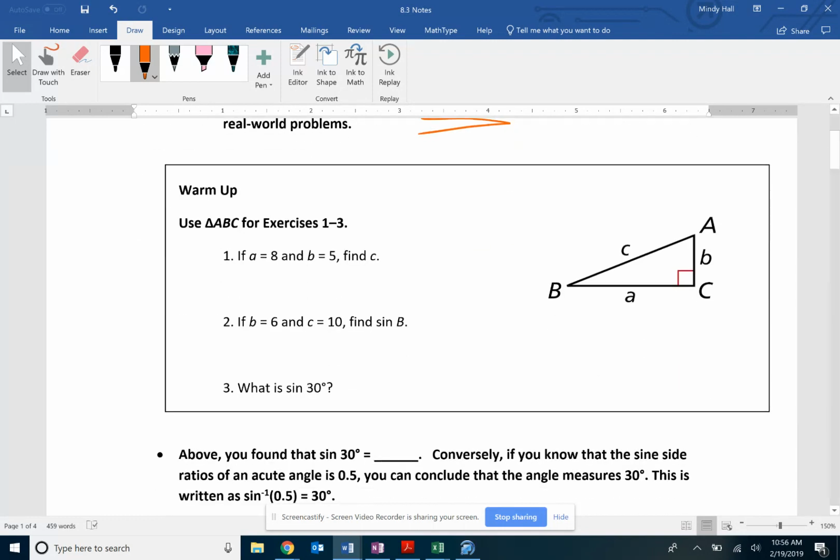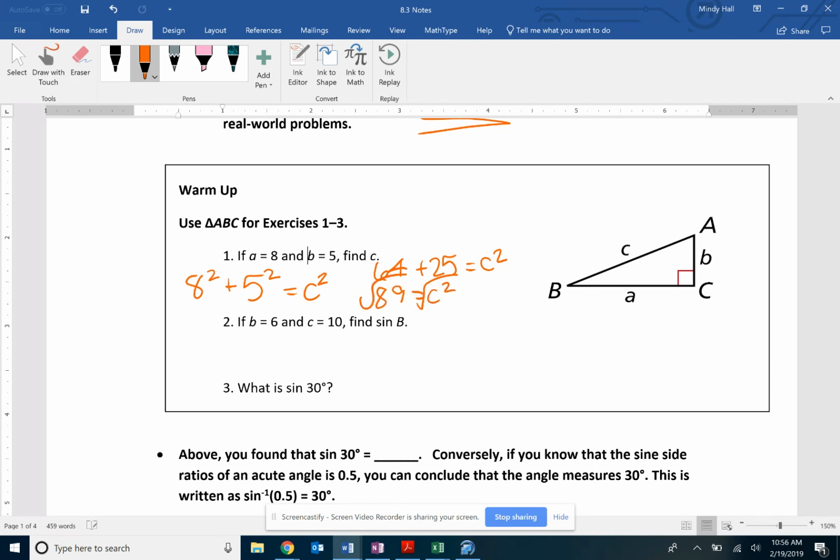They're saying if A equals 8, B equals 5, we want to find C. So the easiest way that you all know is A squared plus B squared equals C squared. So we'd have 8 squared plus 5 squared equals C squared. 8 squared is 64 plus 25 equals C squared. So then you have 89 equals C squared. And then you do your radical.